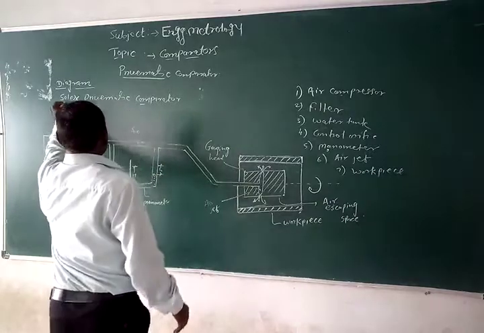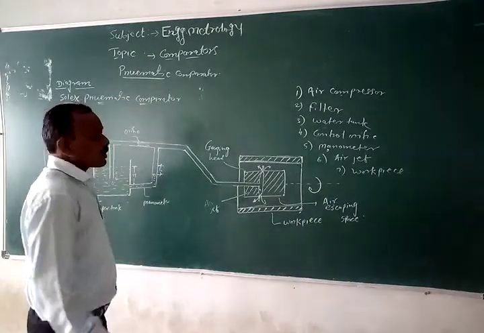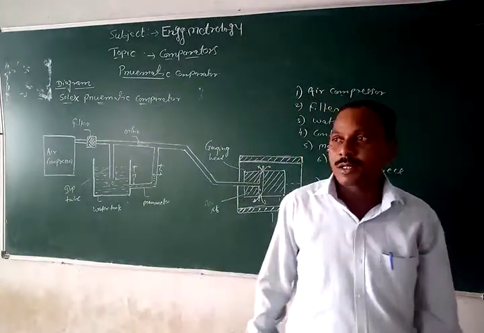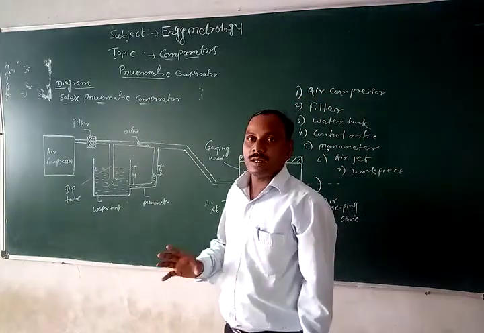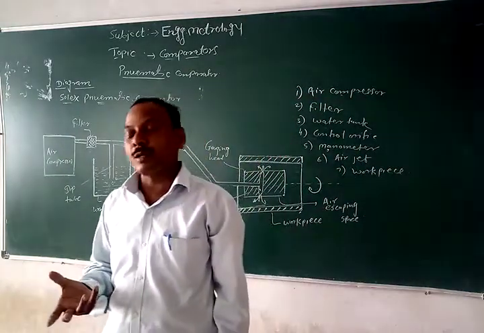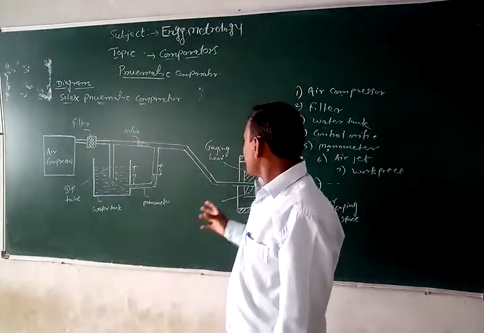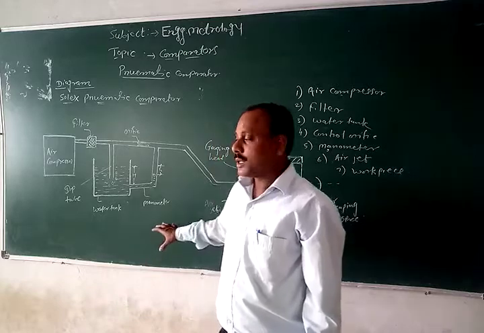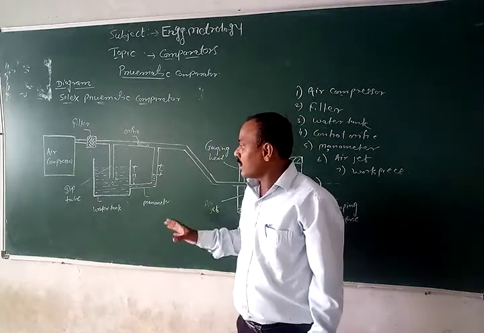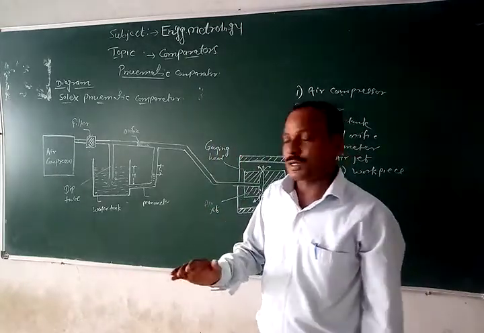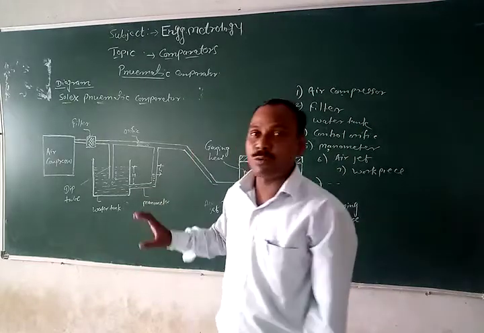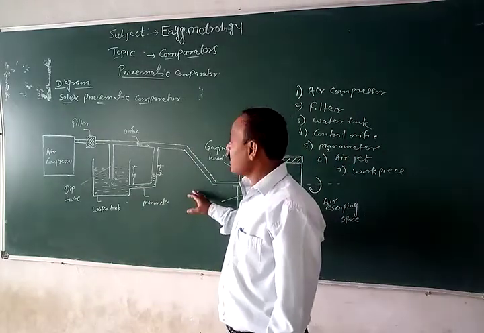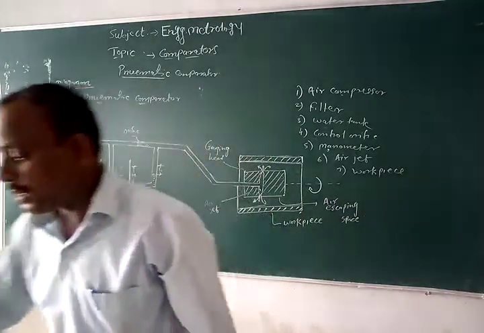pneumatic solex pneumatic comparator. It is most useful for the internal diameter of cylindrical parts and the external diameter of cylindrical parts, to check the variation of dimension. Again, it can check ovality or taperness, and flat surfaces can also be checked properly with this instrument. Okay, these are now the uses of this pneumatic comparator.